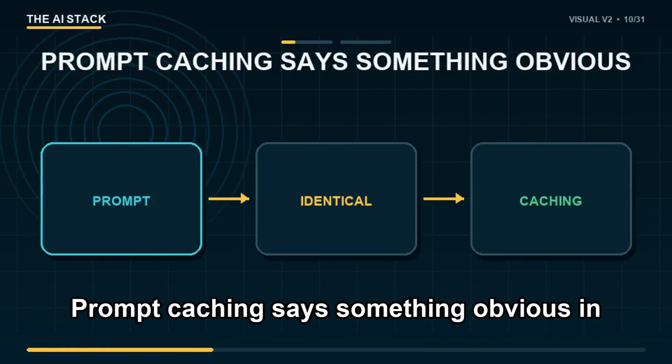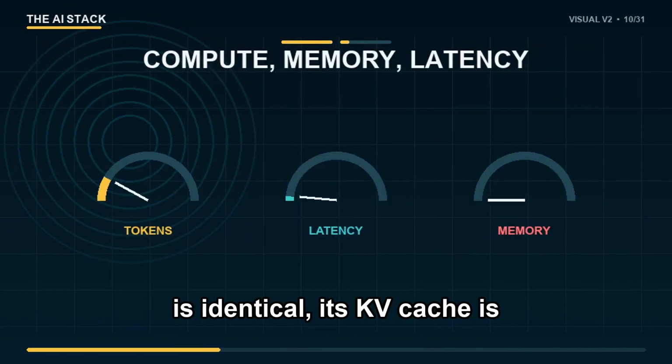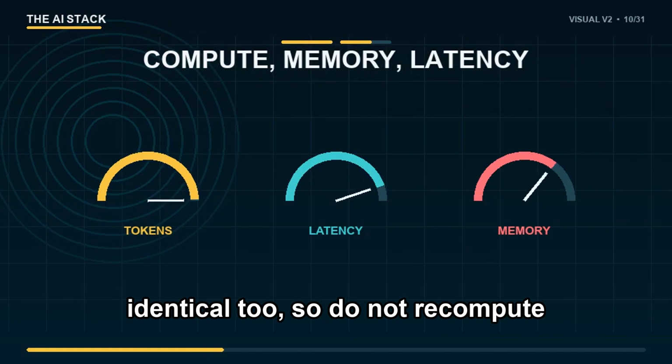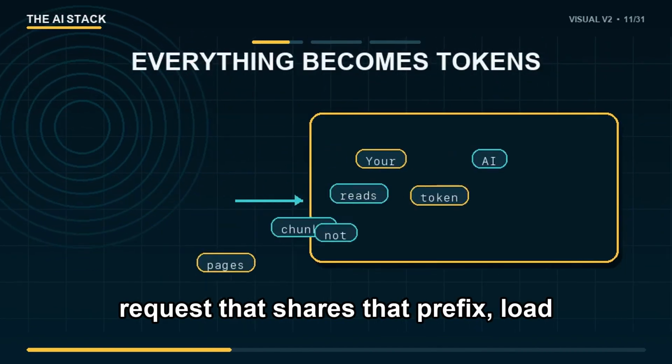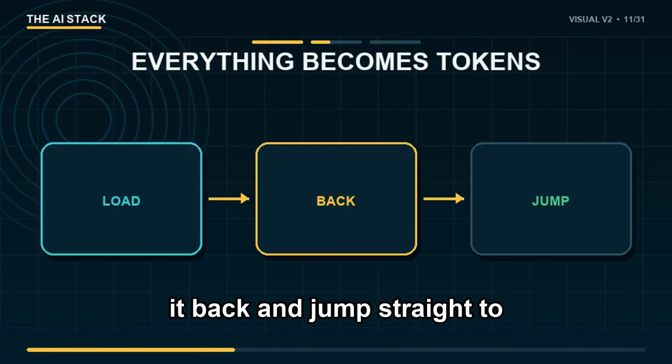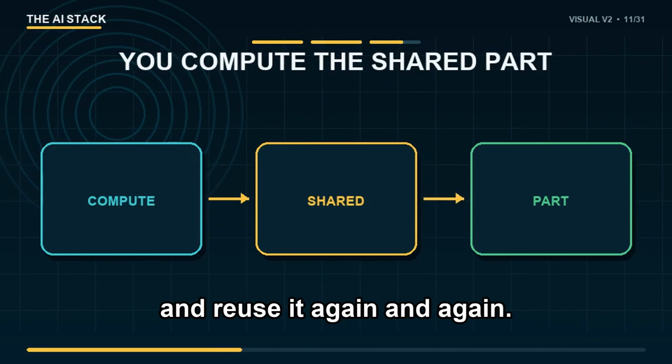Prompt caching says something obvious in hindsight. If the beginning of the prompt is identical, its KV cache is identical too, so do not recompute it. Store it, and on the next request that shares that prefix, load it back and jump straight to the new tokens. You compute the shared part once and reuse it again and again.